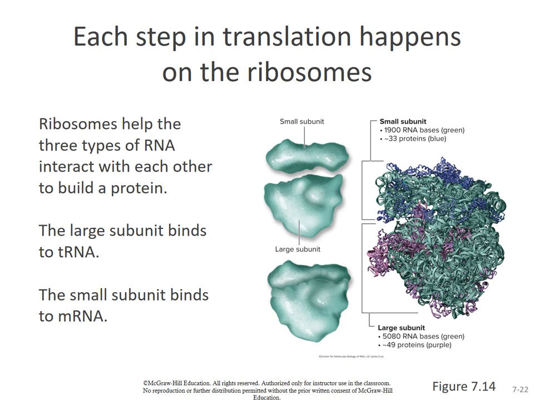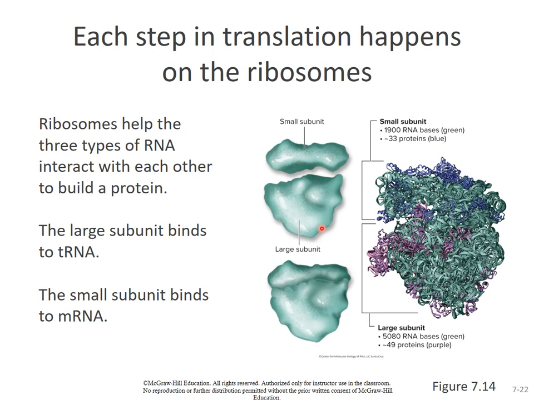Each step in translation happens on the ribosomes. So translation is happening on the ribosomes themselves. The ribosomes help all of these RNA pieces interact with each other to create the protein. There are two pieces of the ribosome: the small subunit and the large subunit.